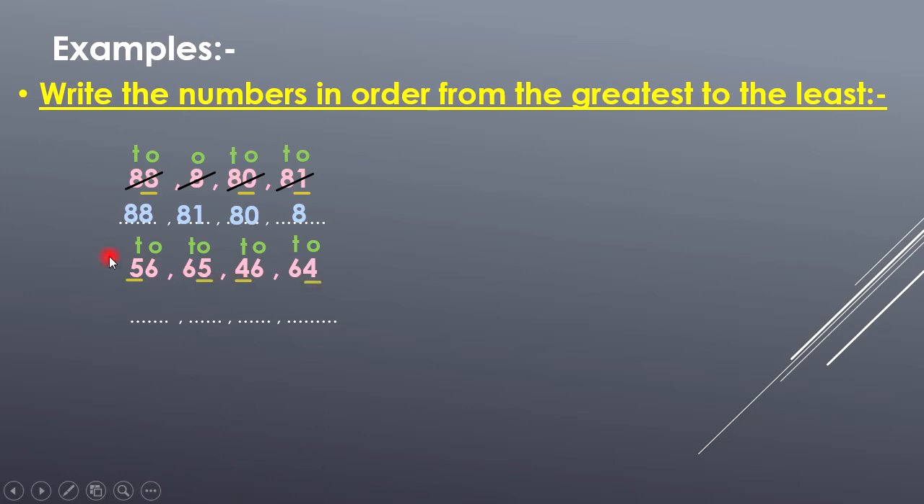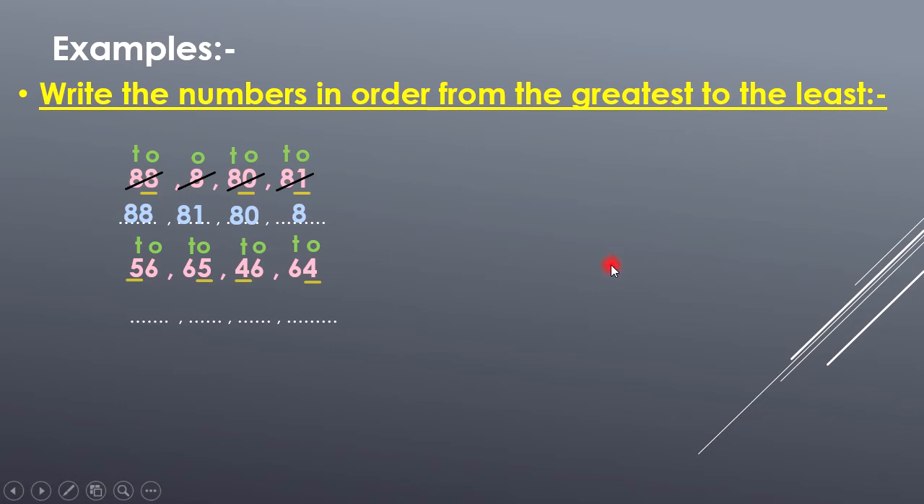Here I have 5 in tens place, and here 4 in tens place, and here I have 6 in tens place, and here 6 in tens place. So here they are the same in tens place. So I look to ones digit. When tens digits are the same, I look to ones digit. So I want to order numbers from greatest to least.